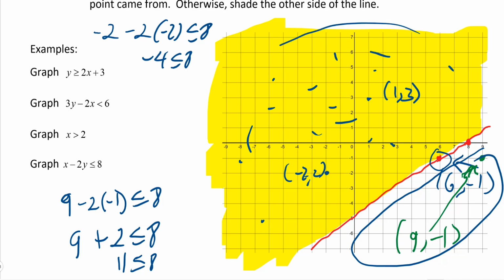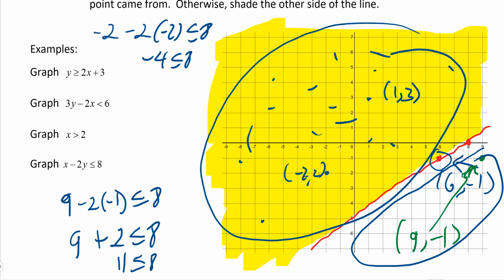So the ones in the yellow area, every point there works. The ones on the solid line, every point there works. That's why that's our answer. Okay, that is the end of Module 10, Homework 3.